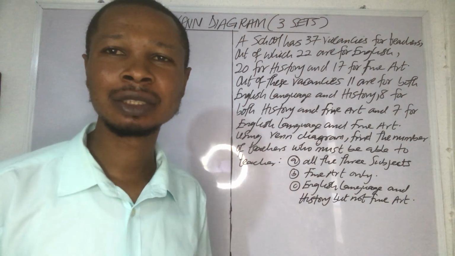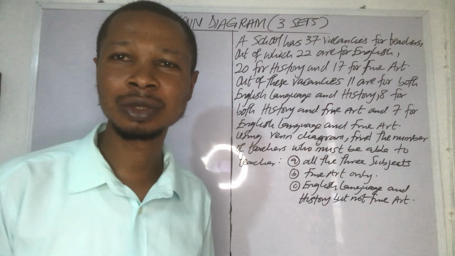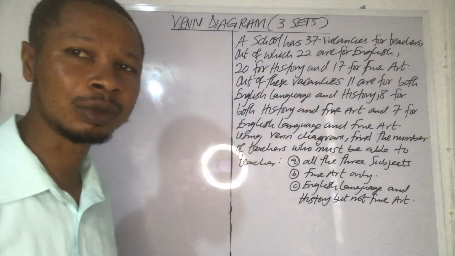We are still looking at Venn diagram involving three sets. So let's solve this question together. This is the second example.